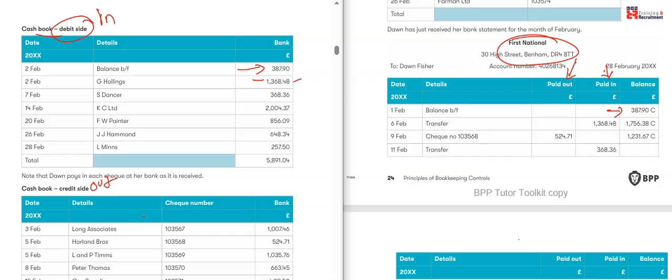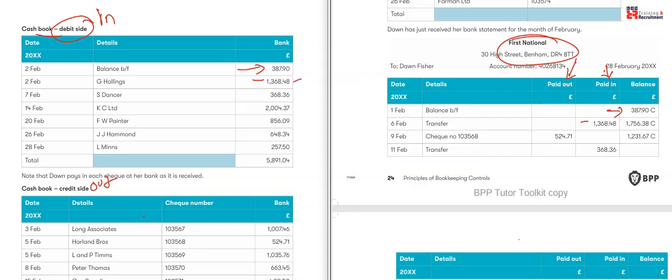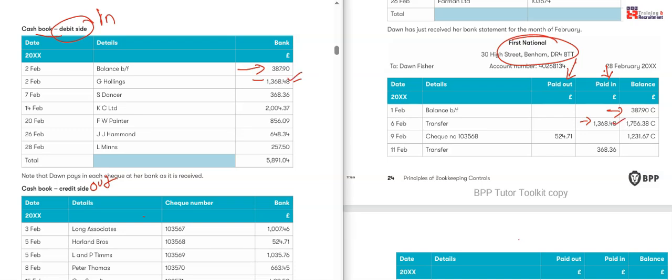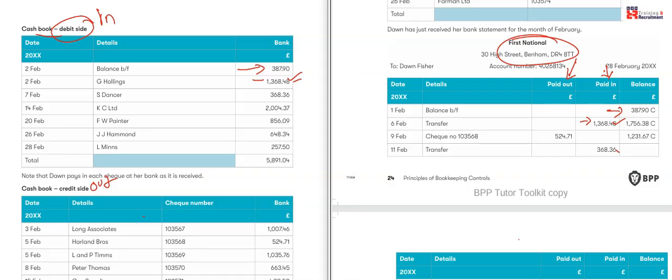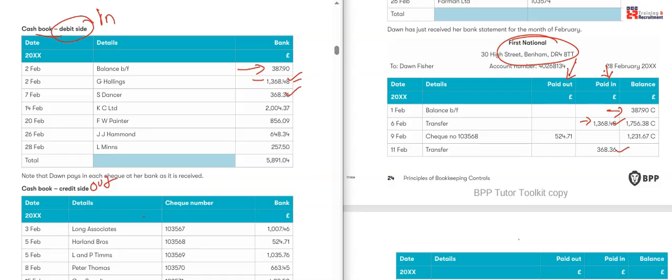Starting from the next one, can you see 1368.48? It's recorded in your cash book. It is there in the bank statement. That means we received the money into the bank, written on both sides. It's ticked off. I tick here, I tick there. How about S Dancer 368.36? It is here in the bank statement. It's there as well. I tick it off.